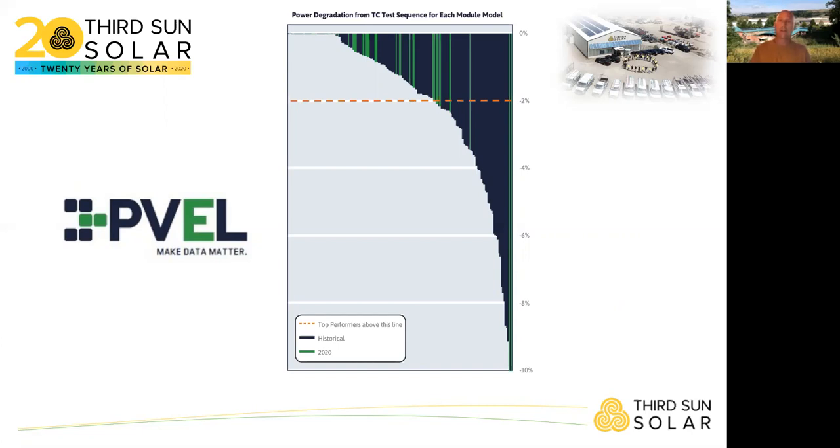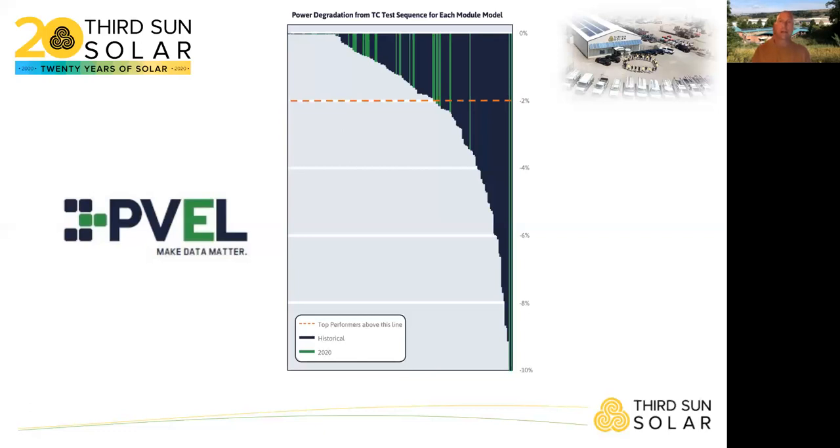But as you can see from this graph, some degrade much more over time, maybe 10%, and some of them degrade a very little bit over time, between 1% and 2%. So this power-induced degradation, or PID, is one of the important aspects that we look at when we recommend a module to our clients, both commercial and residential.